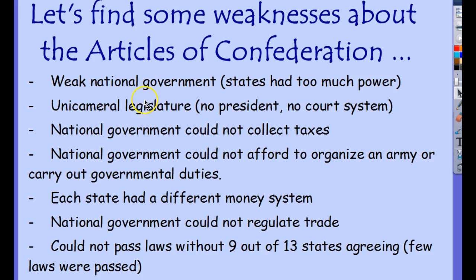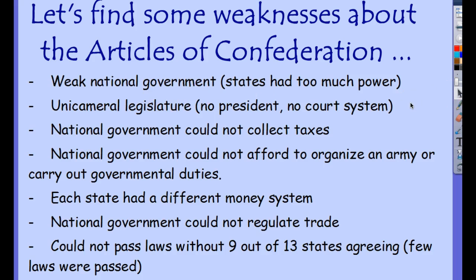So each state had one representative or a couple of representatives, but they only had one vote for each state, and they went into a unicameral legislative branch. So basically, it's one branch, which was Congress. It was unicameral, so there was one house. There was no president. There were no court systems, and this legislative branch was basically the one making all the decisions and the calls.